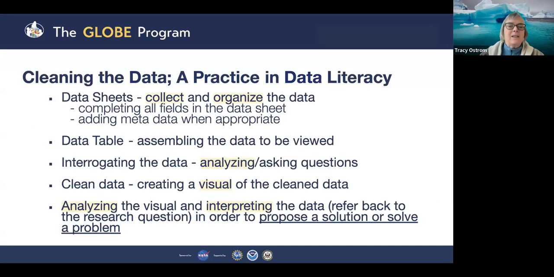Okay, so next slide. All right, so when we do this, we're going to look at a table that has the data that's been collected and organized. So I give you the table already, but these are actually data literacy skills that the students will use in the collection and organization of data. And then as we go through it, we'll interrogate the data. In other words, analyze it. We'll clean the data and create a visual from that data. And then from that visual, we'll do a little bit more analysis and interpretation of the data to try to answer our question about how weather changes over time.